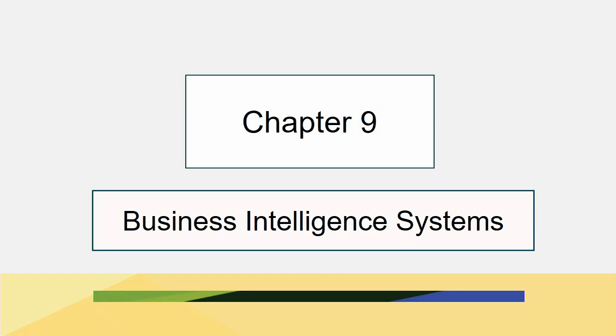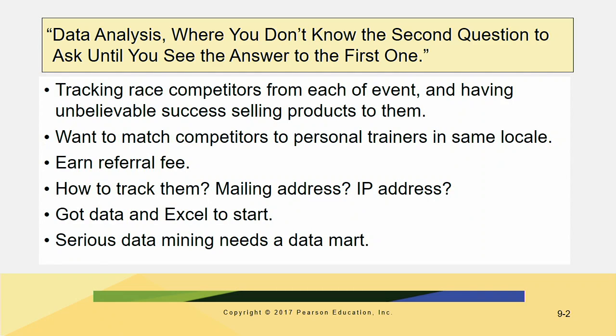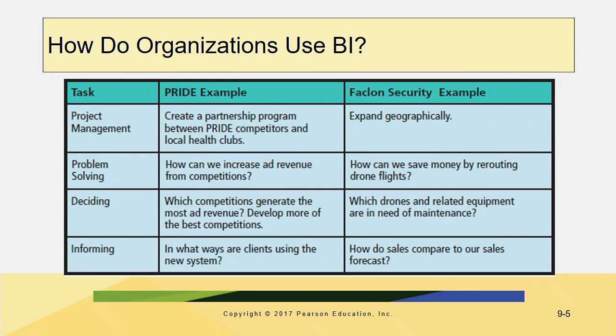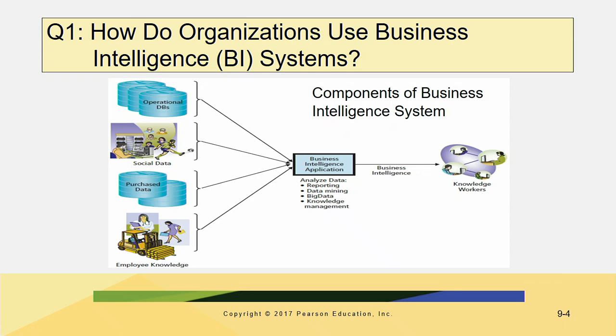Talking about business intelligence systems, these are ways that businesses use the amount of data that they have access to: operational data, purchase data, social data, and employee knowledge. They analyze it and come up with information that they can make decisions based on. And this kind of summarizes this chapter.